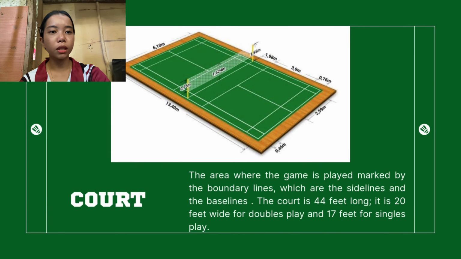Then we have the court. This is where the game is played, and it is a rectangular playing area that is 13.4 meters or 44 feet long and 6.1 meters or 20 feet wide for doubles, with a singles court being 5.18 meters or 17 feet wide, and divided by a net. It is also marked by the boundary lines, which are the sidelines and base lines.